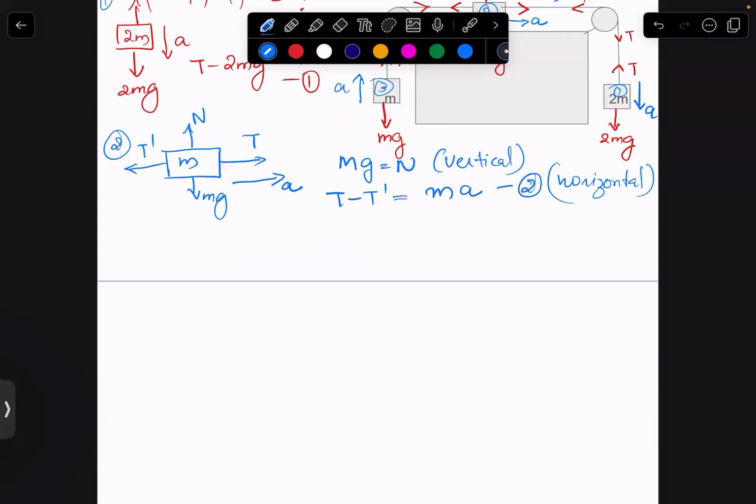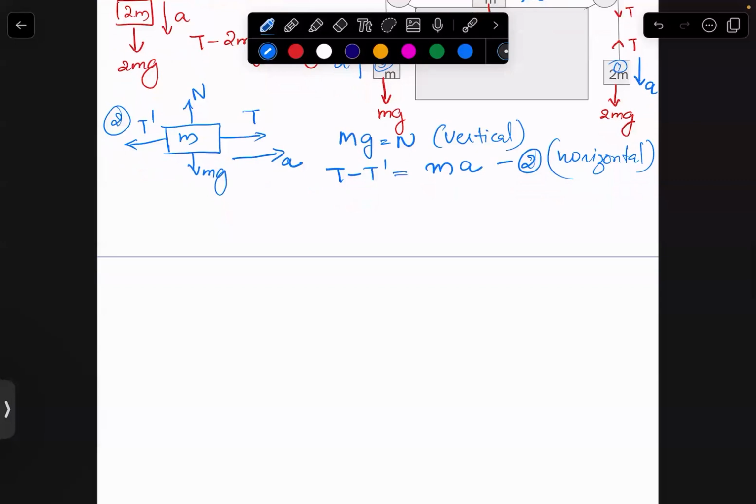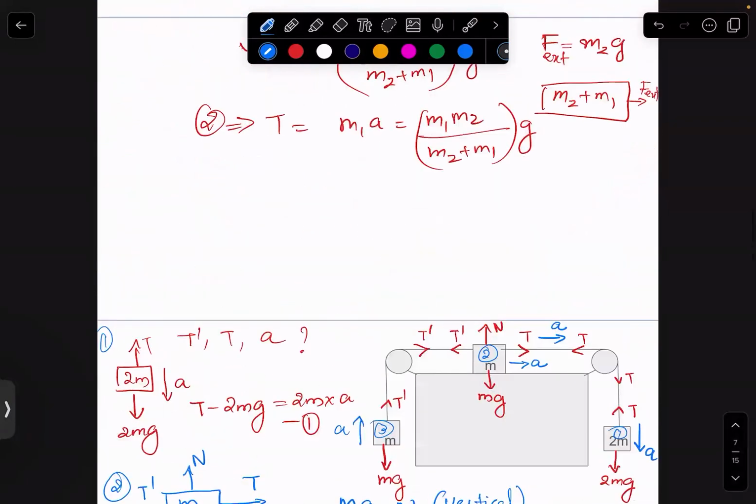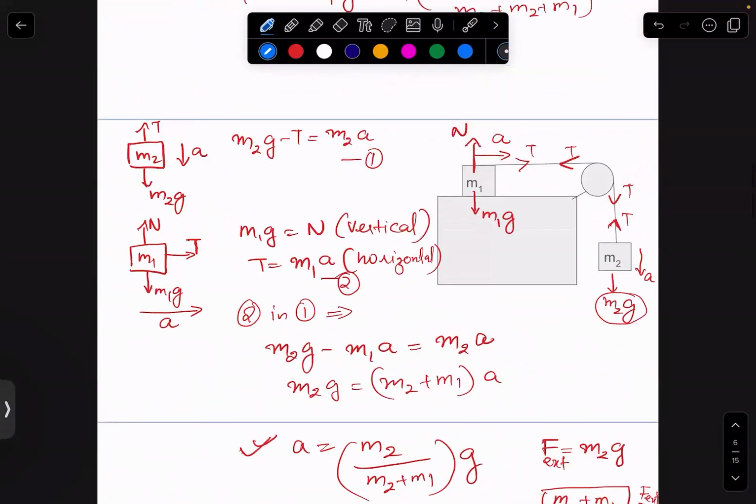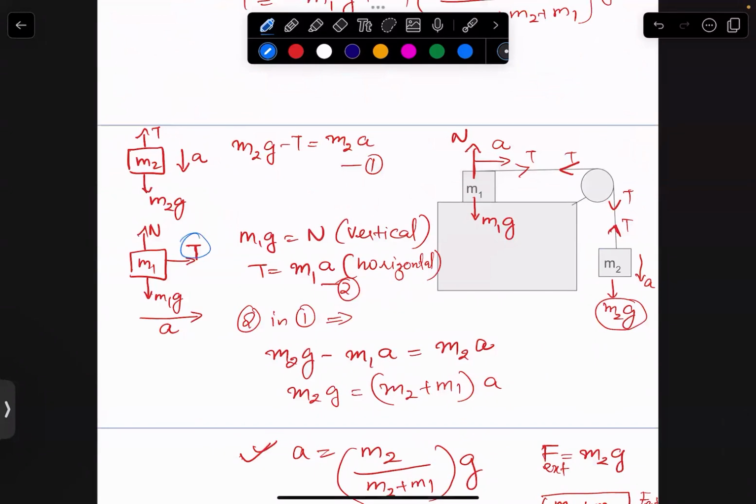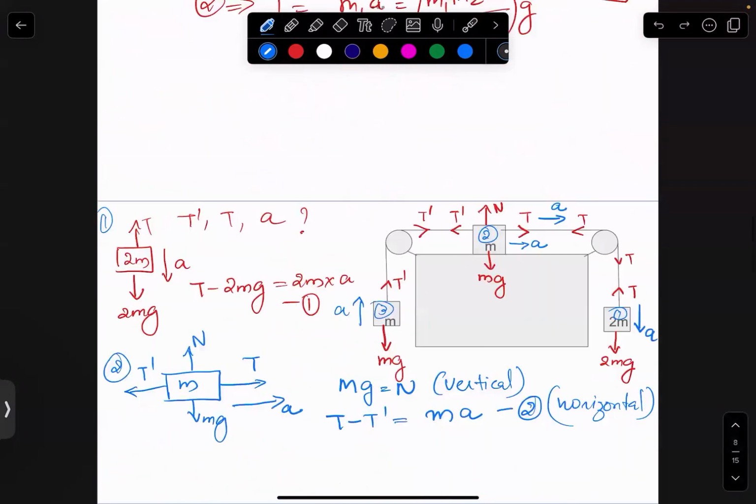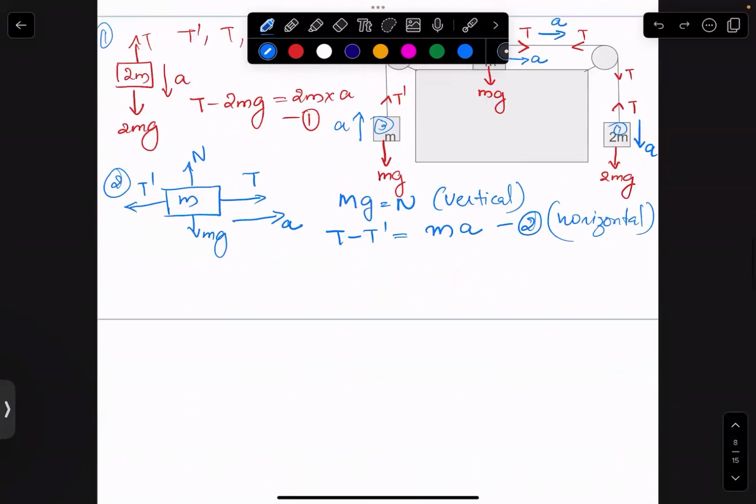So what is happening? T minus T dash. In the previous question, it was T equal to M1A, right? Because there was no force here. Now we are getting one more extra force towards the left side, so we have to equate it like this.